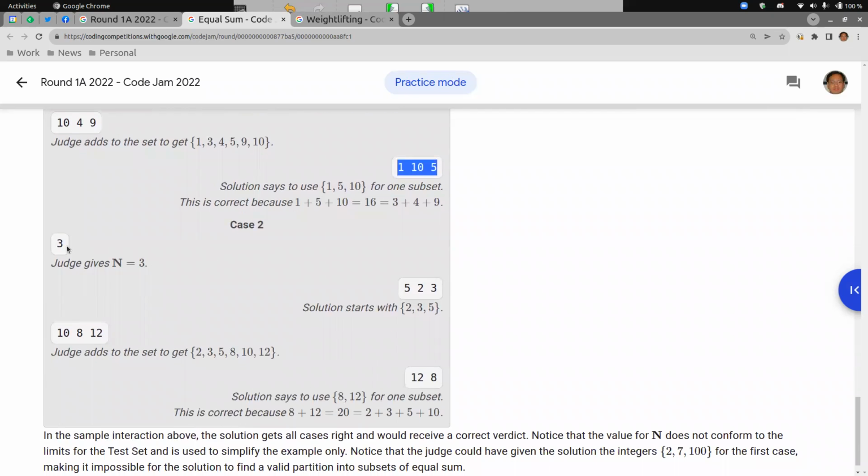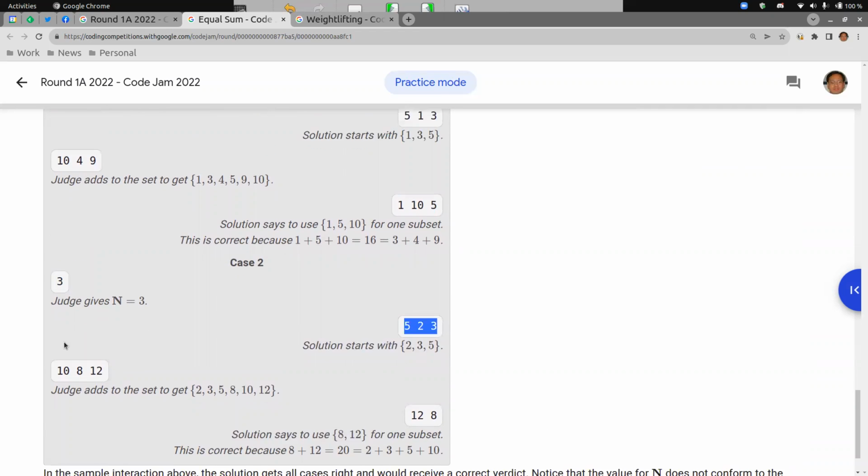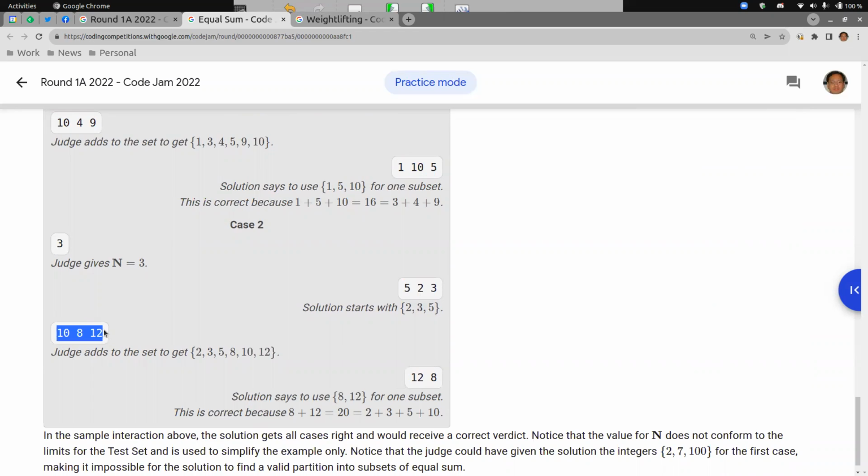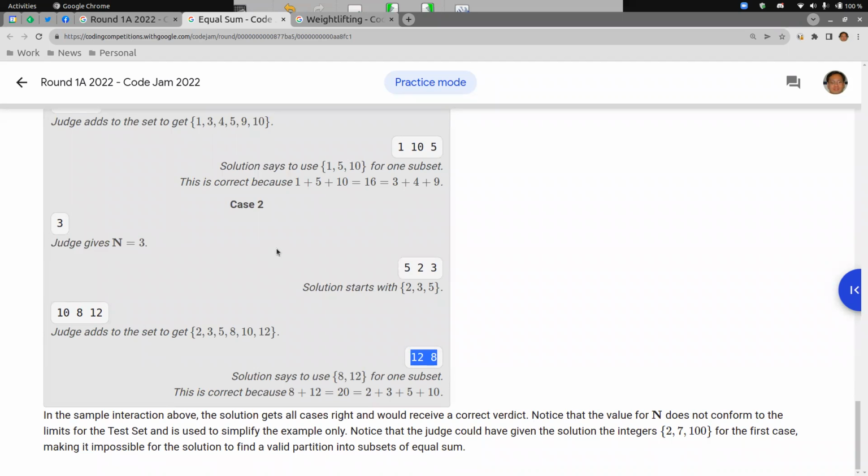And then there's another test case. It's 3 again. You give 5, 2, and 3 this time. And then they give you 10, 8, and 12. It turns out that 12 plus 8 is 20, which is half of it. Notice that you don't have to have the equal number, right? This time, even though there's 6 numbers, your set contains only 2 things. Okay, so basically the game is this. I give you an n, which is, I don't know, 10, let's say. You give me 10 different numbers. Based on that, I give you 10 other numbers. And from these 20 numbers, you have to pick out some subset that sums up to half the total.